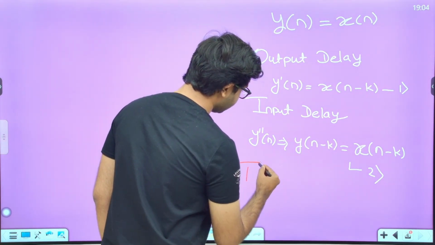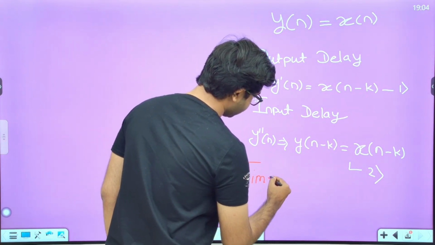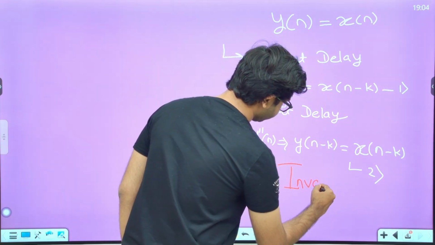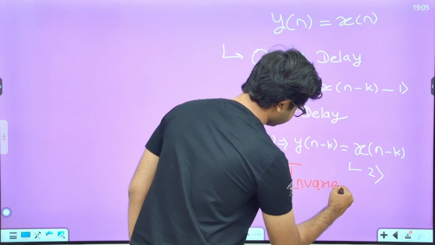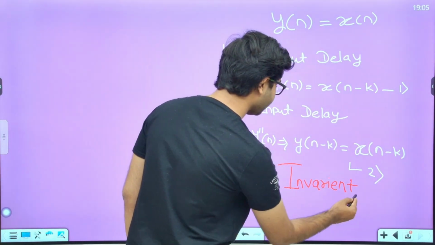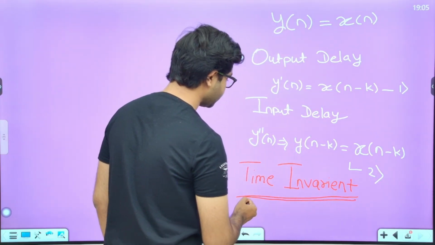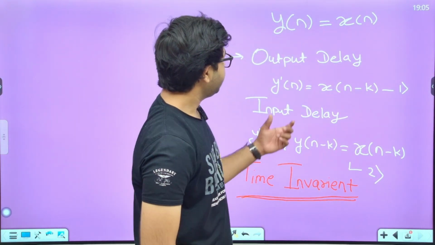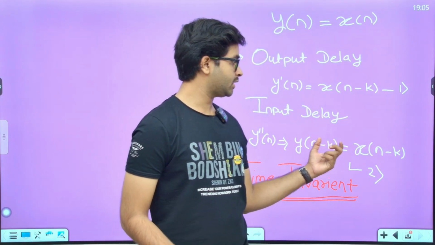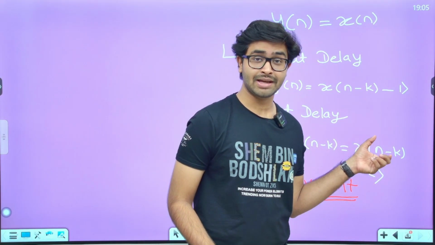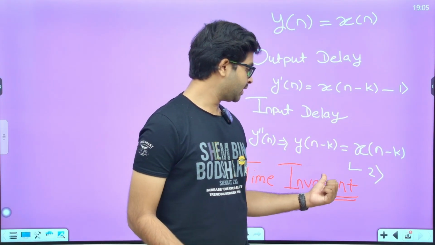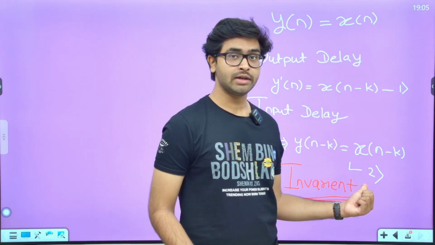this system is time invariant. This system is time invariant. Ignore the spelling and all that, just focus on concepts. Y dash of n is x of n minus k, y double dash of n is x of n minus k. Both the expressions are the same. Following this process, which I have already mentioned multiple times, this is a time invariant system.